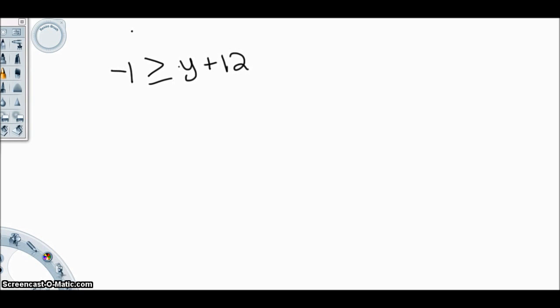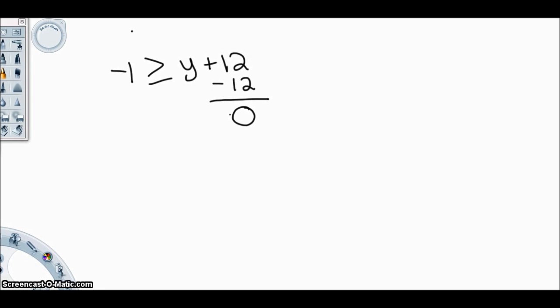Moving on, we have -1 is greater than or equal to y plus 12. Notice that this y is on the right side of the equation. Our variables can be located on either side of the equation. So we're going to solve as we would for any equality, even though this is an inequality.